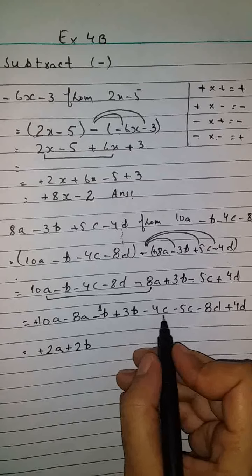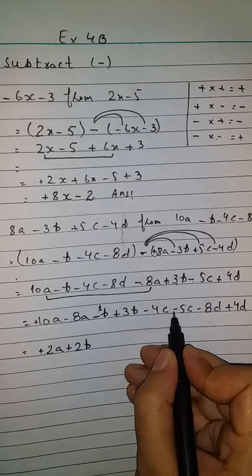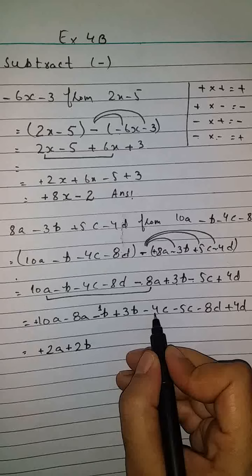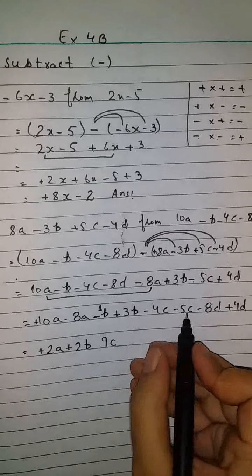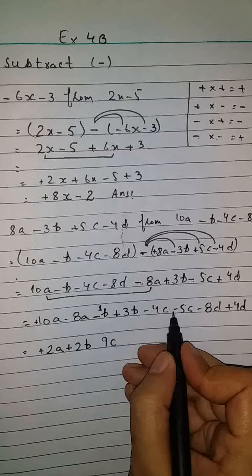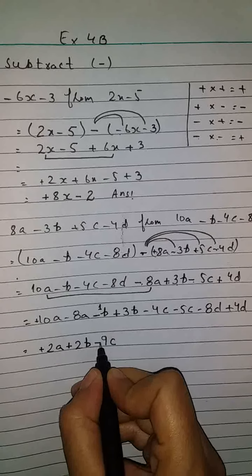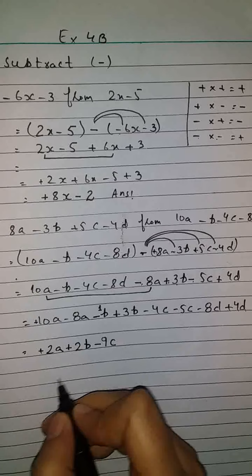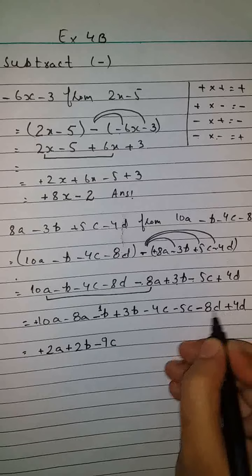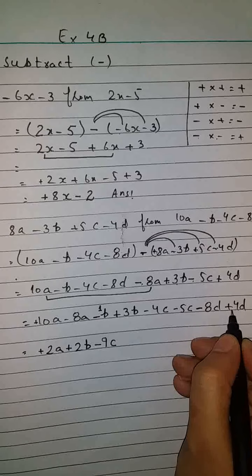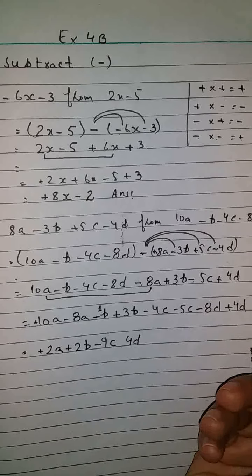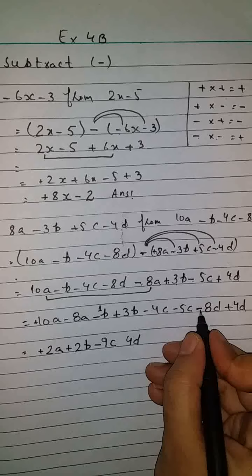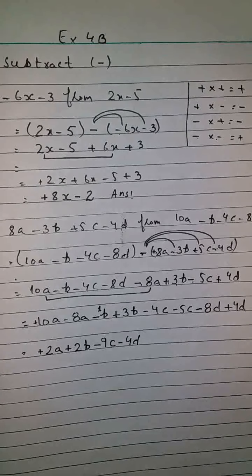Okay, now we solve c. Minus 4 minus 5 is 9c, and the biggest value is 5 and 5 has a minus sign, that's why we will put minus here. Okay, now this is minus 8d and this is plus 4d. 8 minus 4 is 4d, and the biggest value is 8 and 8 has a minus sign, and we will put minus here.